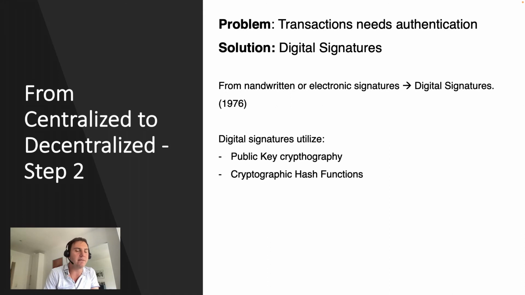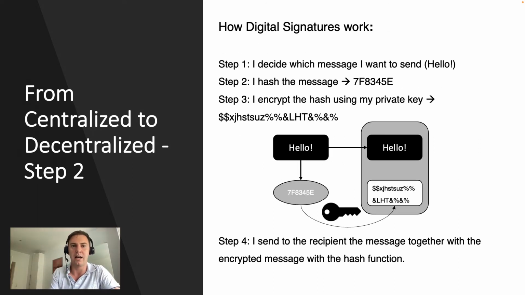It sounds new, but in reality, the invention of the digital signature is 46 years old. In fact, the invention was made in 1976. And digital signatures utilize both public key cryptography and cryptographic hash functions. We already discussed public key cryptography and hash functions, and let's see how that works. How a digital signature works is really interesting.